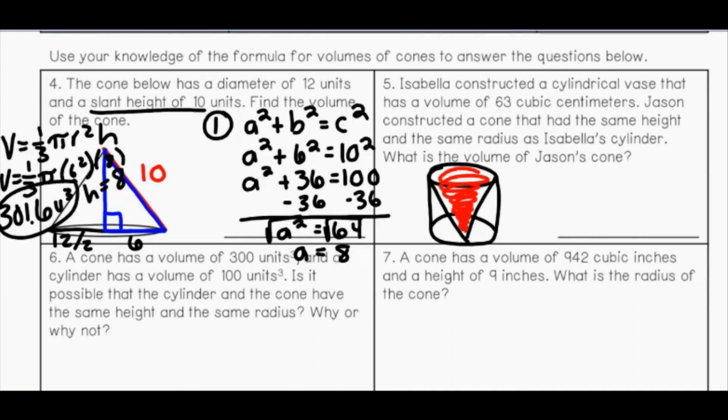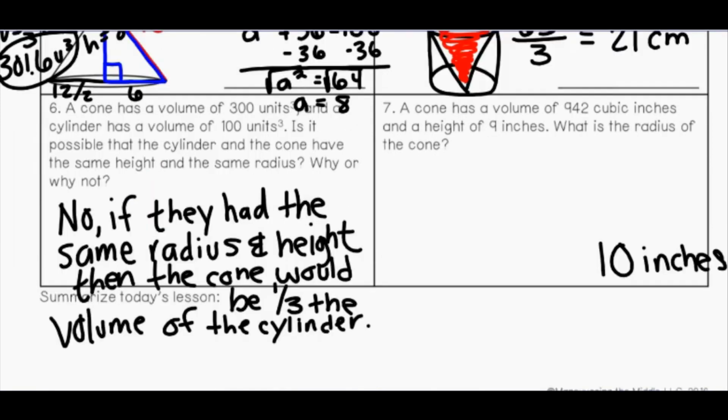So what that means is, if you have a cylinder, a cone occupies 1/3 of the cylinder. And if we know that 63 is the volume of a cylinder, we can just take 1/3 or divide it by 3 to get the volume of our cone, which is 21 cubic centimeters.